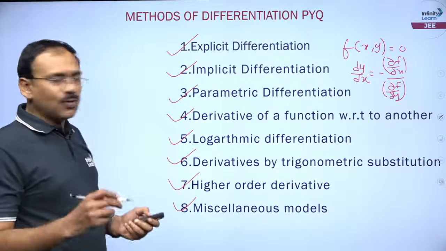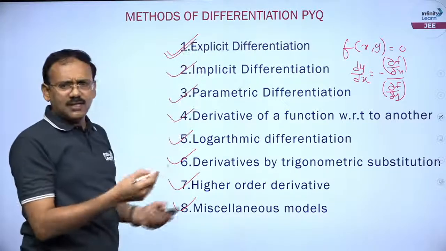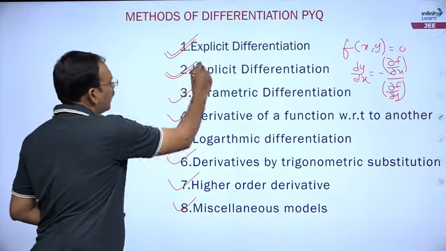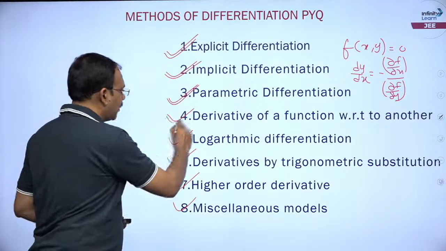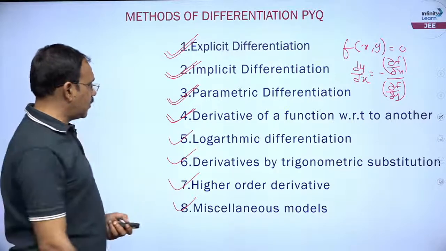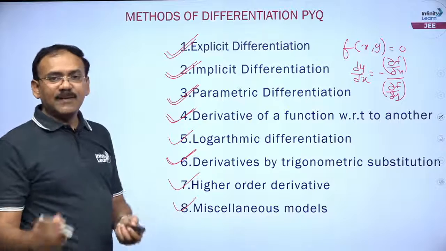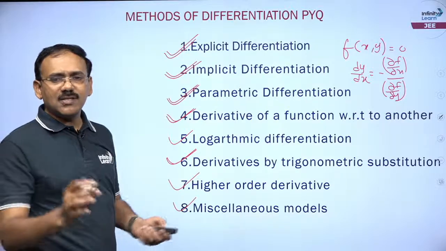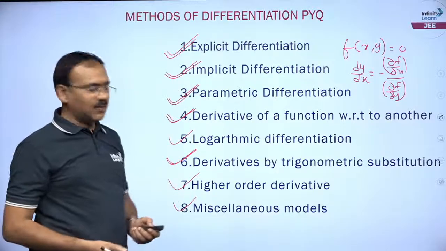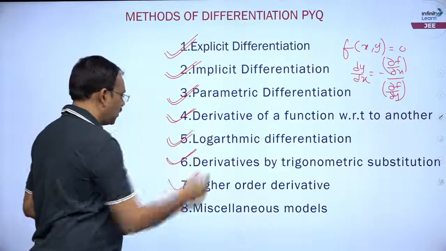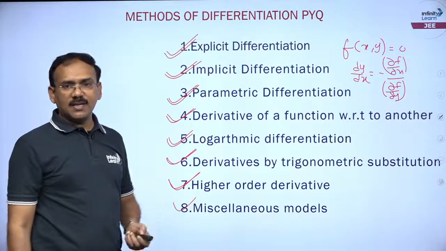So you see, so far we have covered the explicit differentiation model, which is the regular one. Implicit we have covered, parametric we have covered. In the first problem itself we got the derivative of a function with respect to another, and the derivative by trigonometric substitution. You see, in 2020 questions I have taken just 5-6 questions. In those questions almost all the models are covered. Of course, the logarithmic differentiation model is yet to come. Higher order derivative is also done. Just now we have done the second derivative, right?